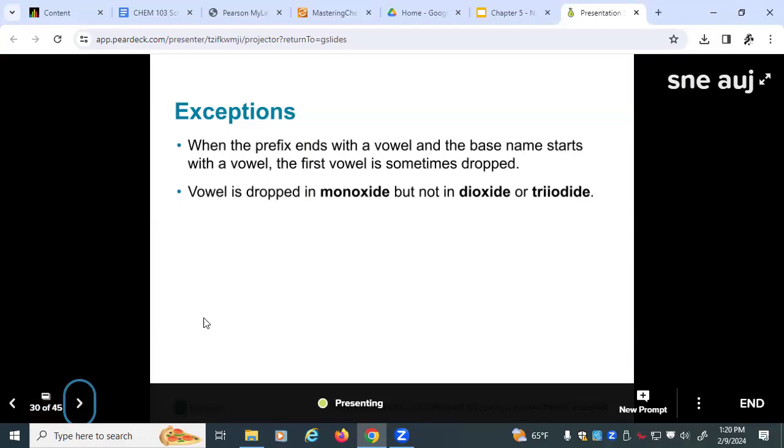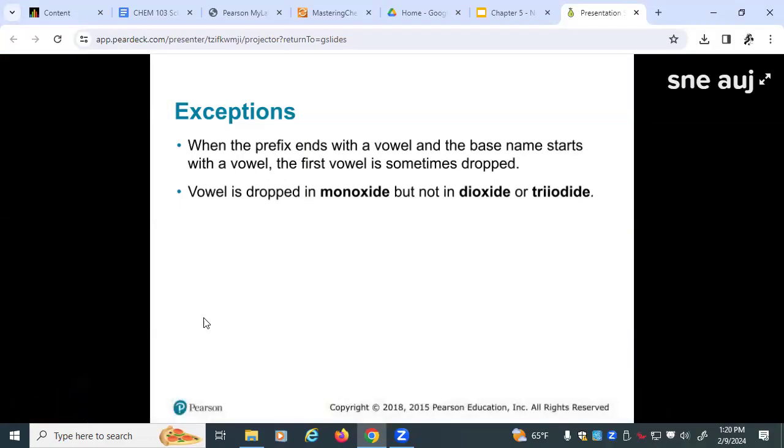If a prefix ends in a vowel and the base name starts with a vowel, that first vowel is often dropped. Now, where we see this most often is with things like monoxide. So instead of saying monooxide, we drop off one of those O's to prevent that double O sound. Because we know in English, double O isn't OO, it's oo.